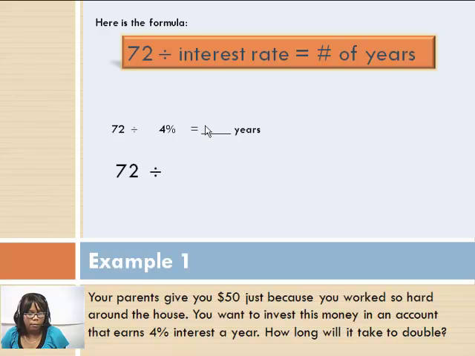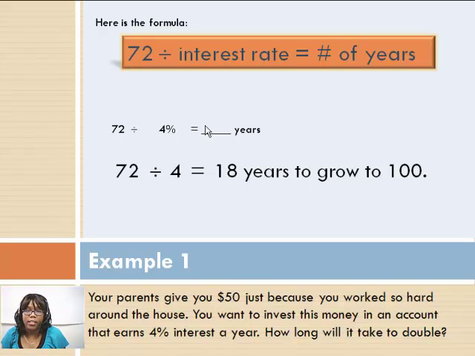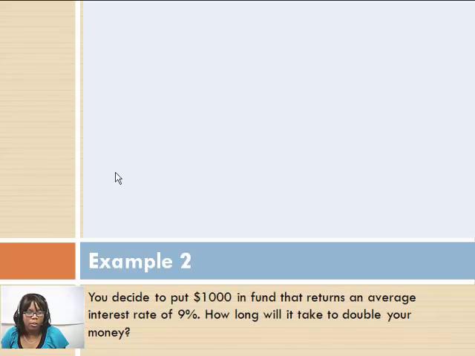72 divided by 4, you can get out your calculator. 72 divided by 4 equals, it'll take 18 years for that $50 to grow at a rate of 4% interest. That's a long time for $50 to turn into $100. So let's do another one with a little bit higher interest rate.